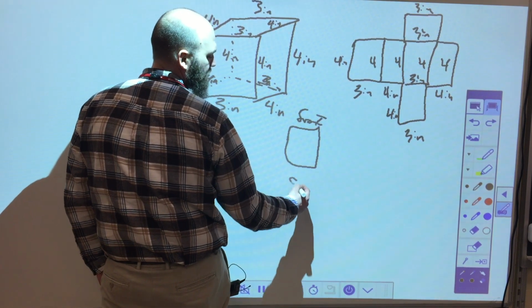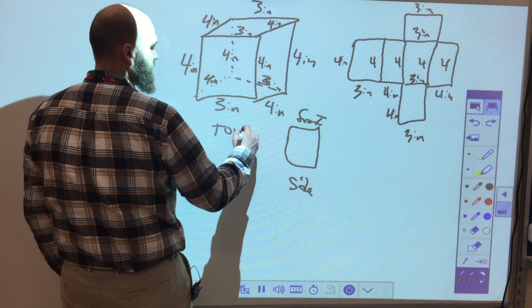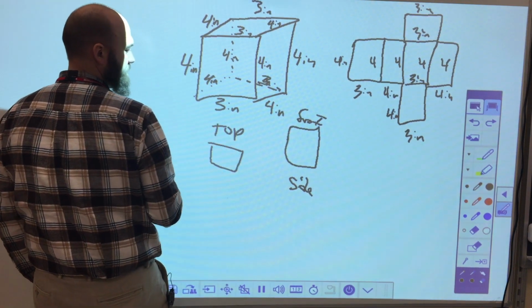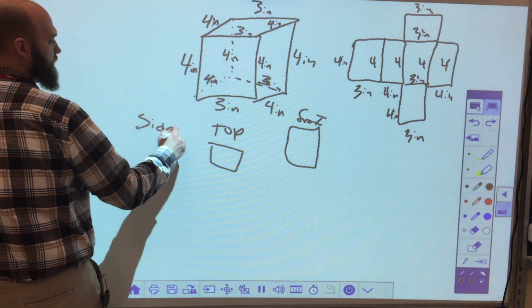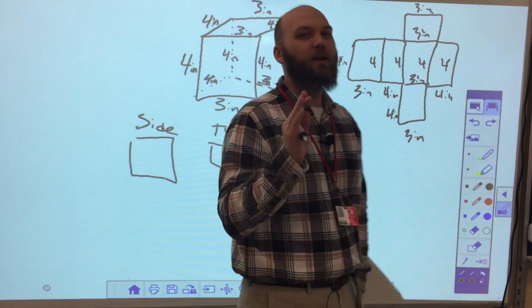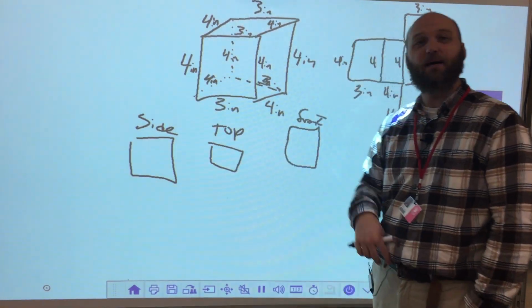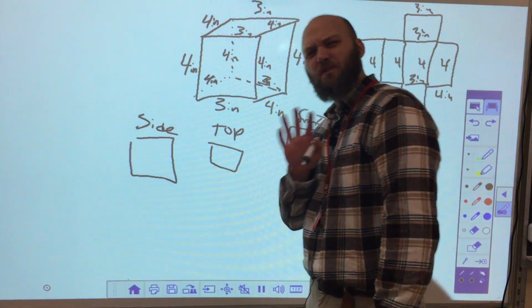There's a front, there's a side, and there's a top. I'm going to move side over here. 3 main parts. Now I know if there's a front, there's also a back. If there's a top, there's a bottom. And if there's a side, there's another side. But I start with those 3.